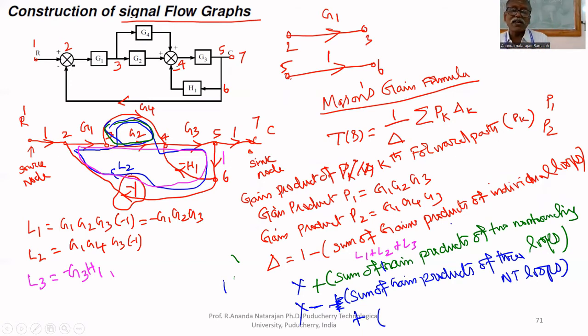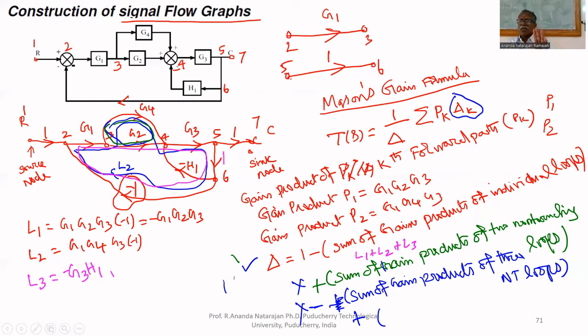Okay, now we have L1, L2, L3, only individual loops, no non-touching loops. We can write the formula. Delta means 1 minus the sum of gain products of individual loops. All of the terms are not there. There are no two non-touching loops and no three non-touching loops. That's all, so we got delta. Now we do not know the meaning of delta K. That we have to find.